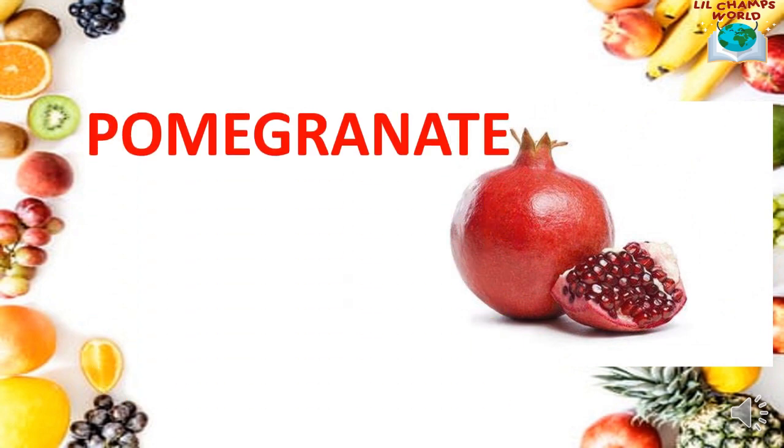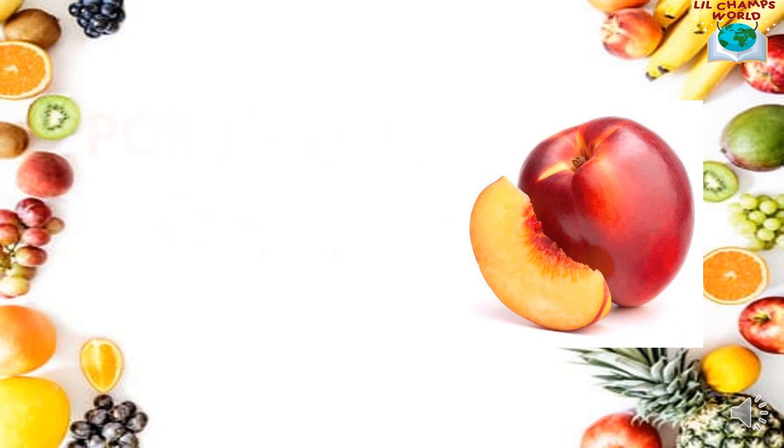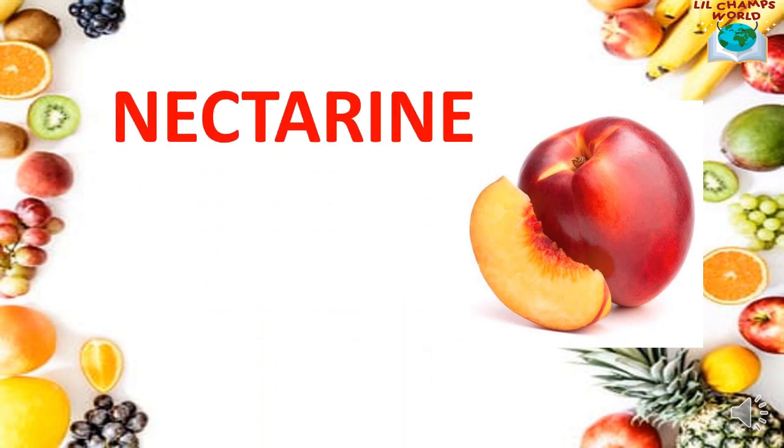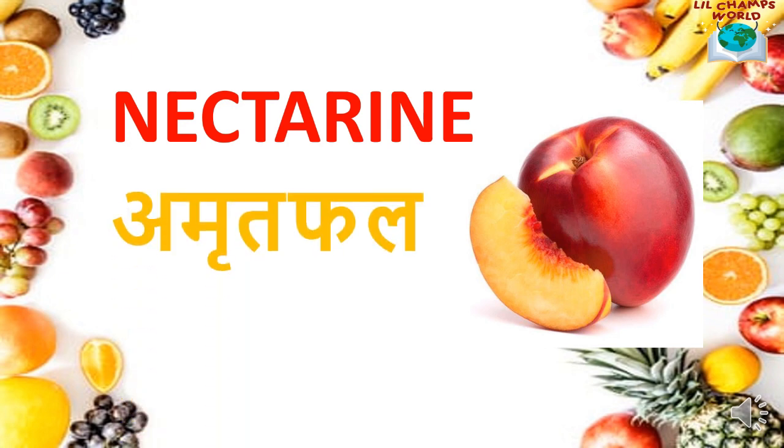This is pomegranate. P-O-M-E-G-R-A-N-A-T-E. Pomegranate. इसे हिंदी में कहते हैं अनार. This is nectarine. N-E-C-T-A-R-I-N-E. Nectarine. इसे हिंदी में कहते हैं अमृत फल.